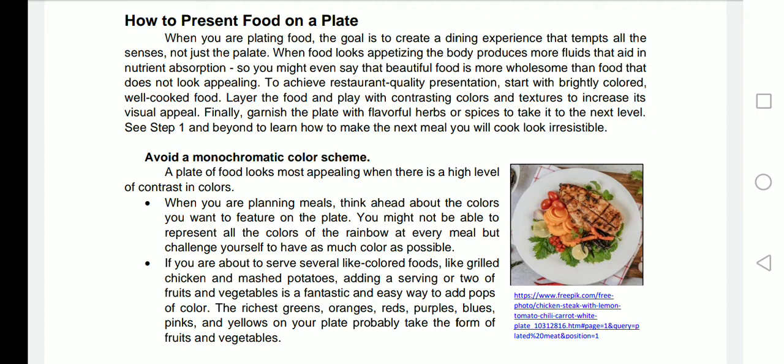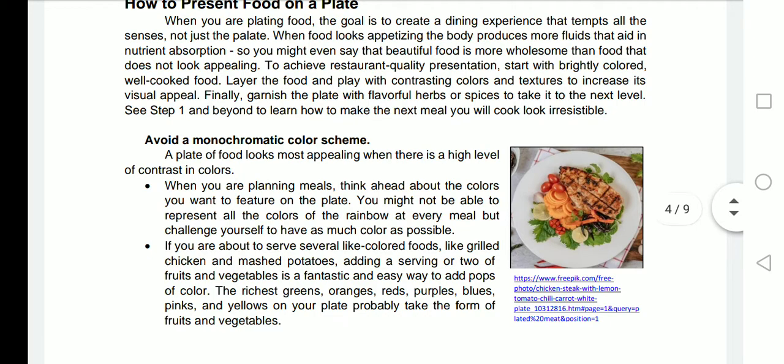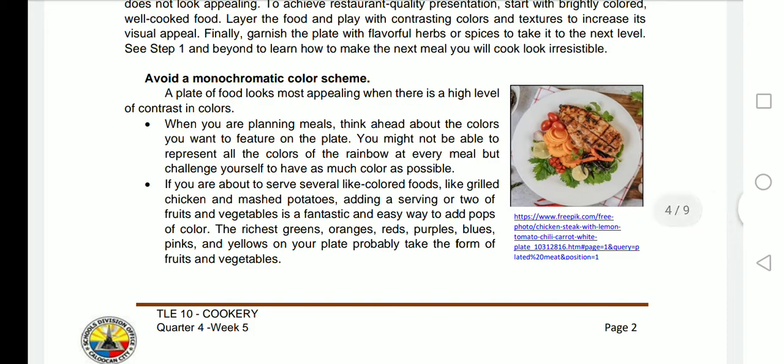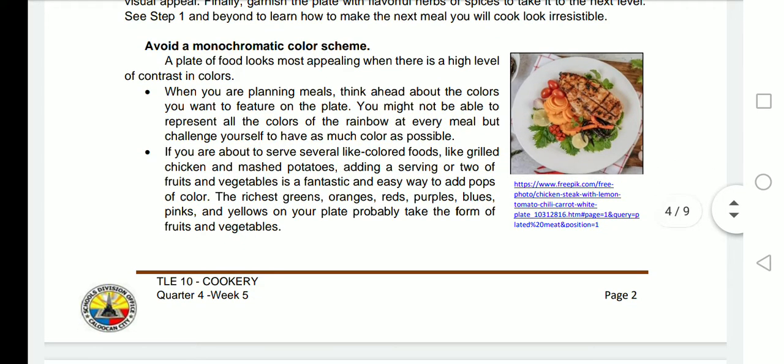To achieve restaurant quality presentation, start with brightly colored, well-cooked food. So that is why we have garnishing. Finally, garnish the plate with flavorful herbs and spices to take it to the next level. So see step 1 and beyond to learn how to make the next meal you cook look irresistible. So here are the steps.